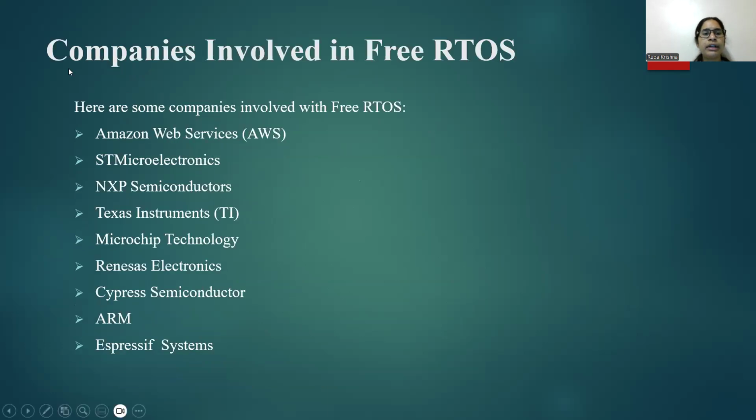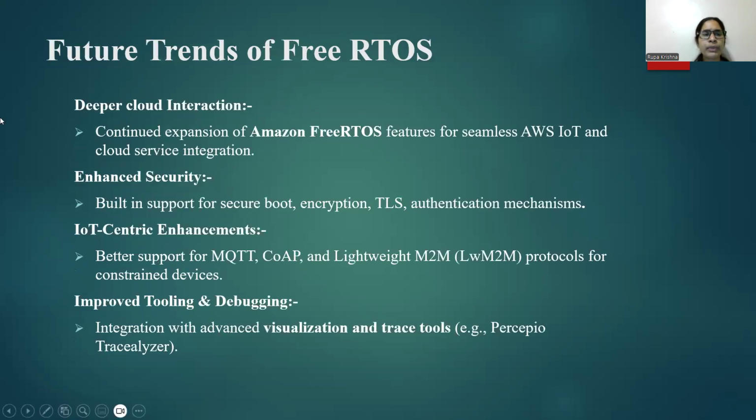The next slide is about the companies involved in FreeRTOS. These are the companies that were involved with FreeRTOS. Some of them are AWS, STMicroelectronics, NXP Semiconductors, Texas Instruments, Microchip Technology, Renesas Electronics, Cypress Semiconductor, ARM, and the last one is Espressif Systems.